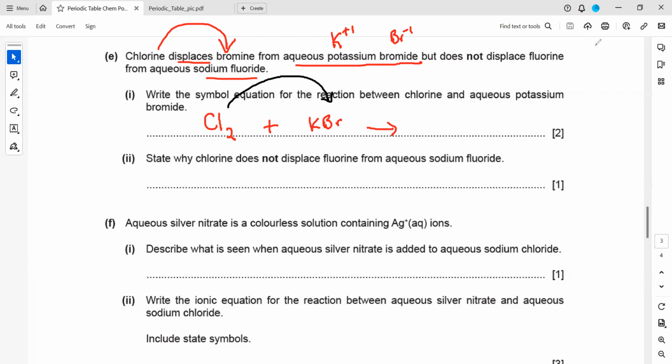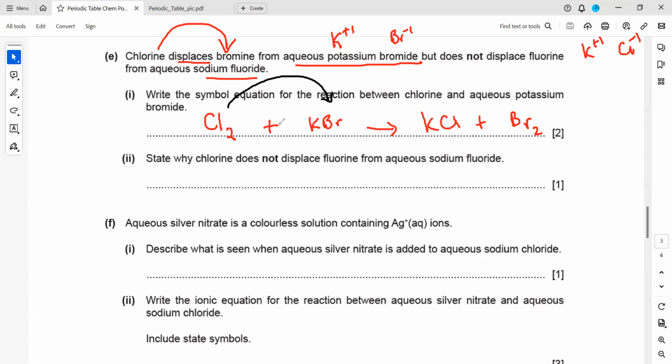What will be the formula for potassium chloride? Potassium is plus 1 and chlorine is minus 1. So potassium chloride will be KCl, plus bromine is removed. But again, bromine is a non-metal, so a non-metal should exist as a molecule, except group 8 and group 4. Group 4, for example carbon, silicon, we don't write as C2, C6. We write only C because they have a tendency to form long chain compounds, catenation.